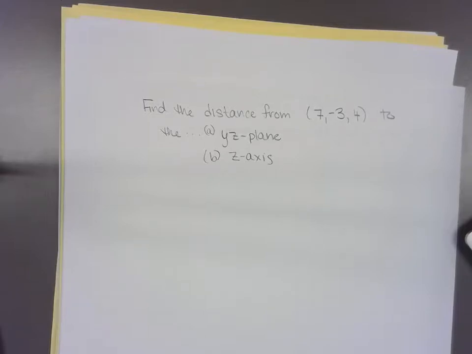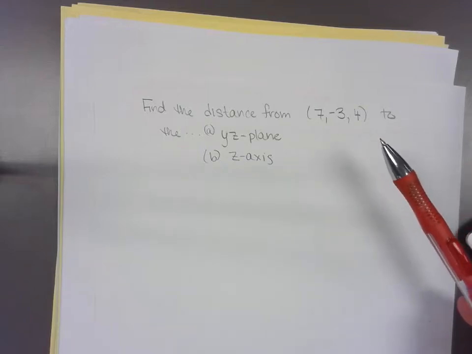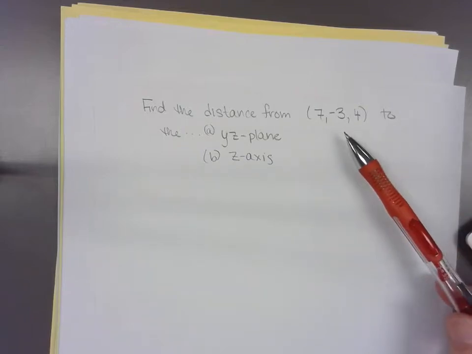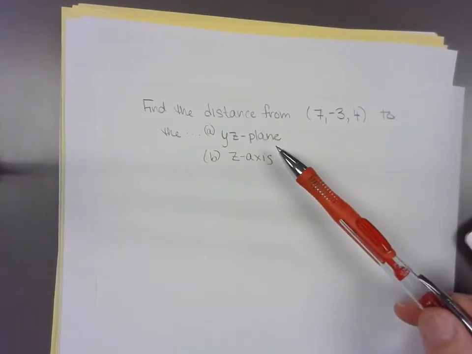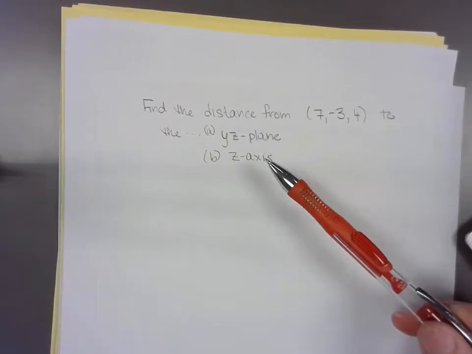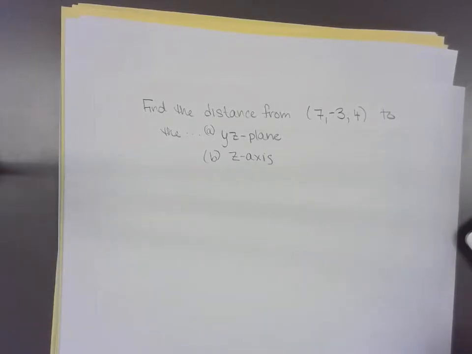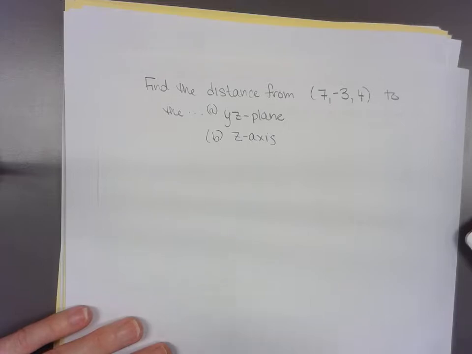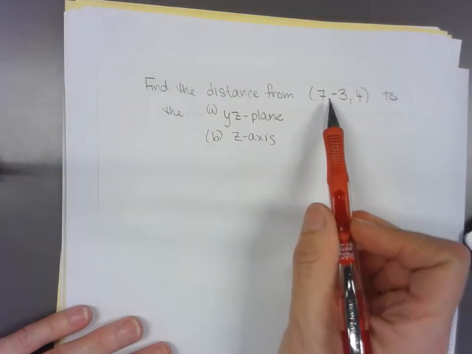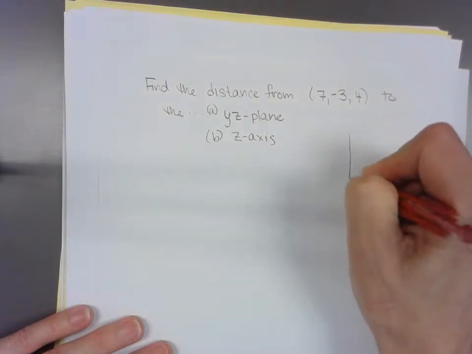Okay, suppose it says, find the distance from this point right here, (7, -3, 4), to, part A, the YZ plane, and then B, the Z axis. This is similar, just to a different axis. Think about how we would plot this point. I'm not going to do it perfectly.